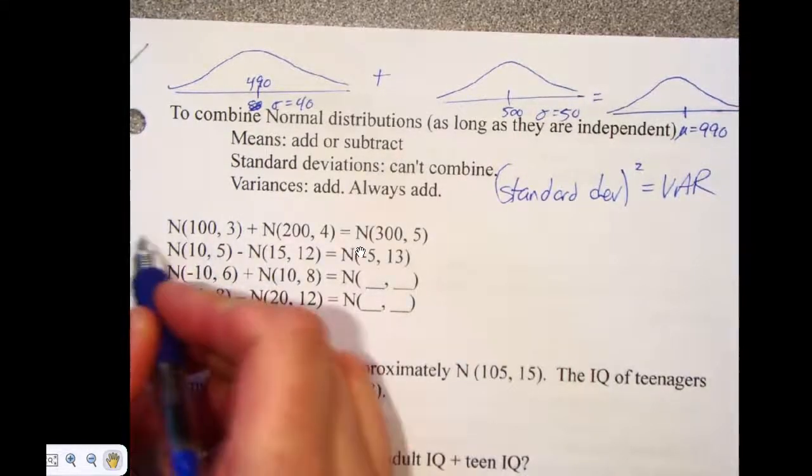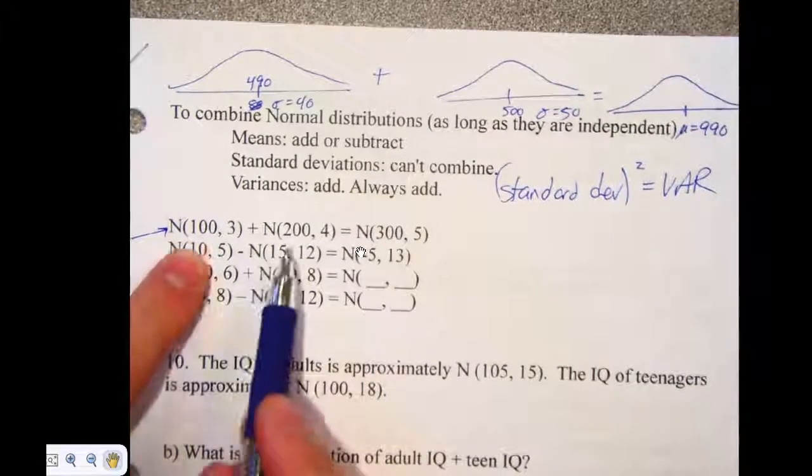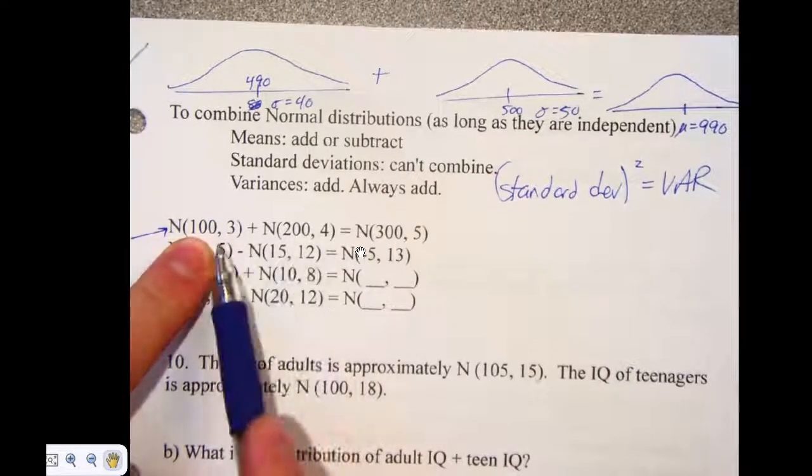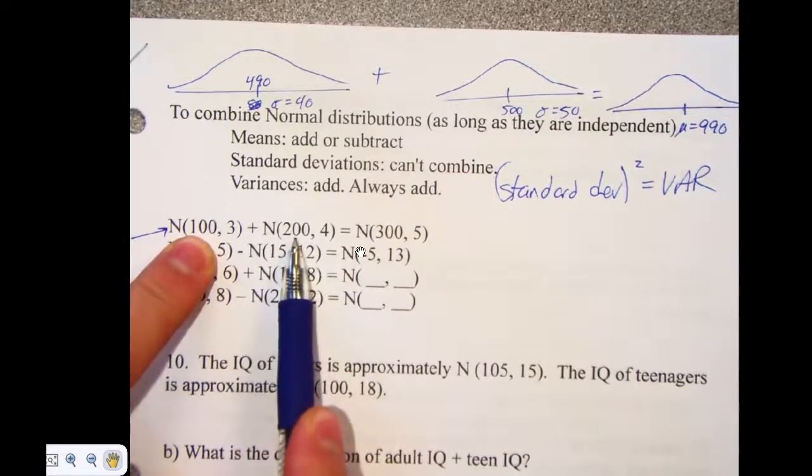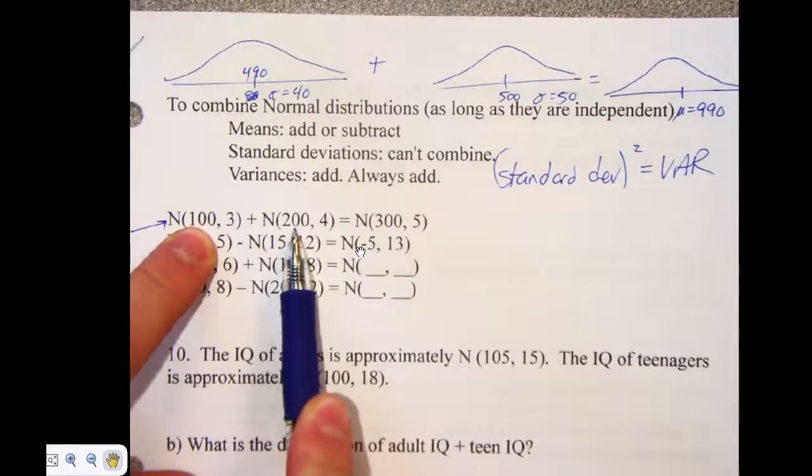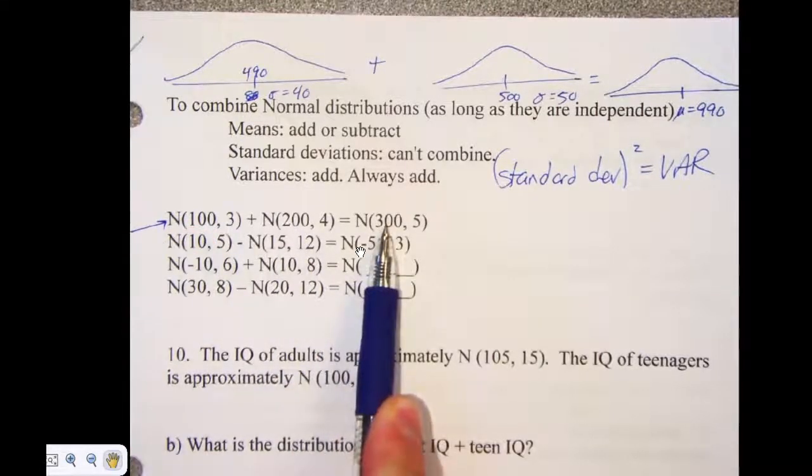So if I look at this first example, just to go through how I got these numbers: I've got two distributions. The average of the first one is 100, the average of the second one is 200. So when I add them up, the average is 300. That makes total sense, right? 100 plus 200 is 300.